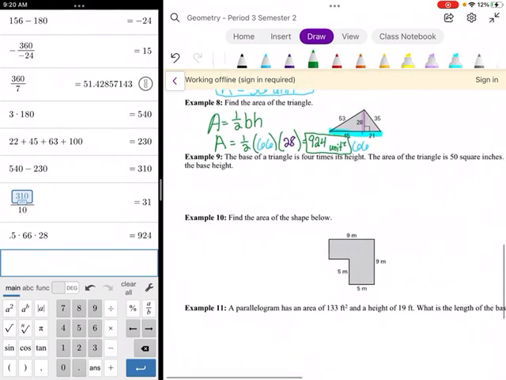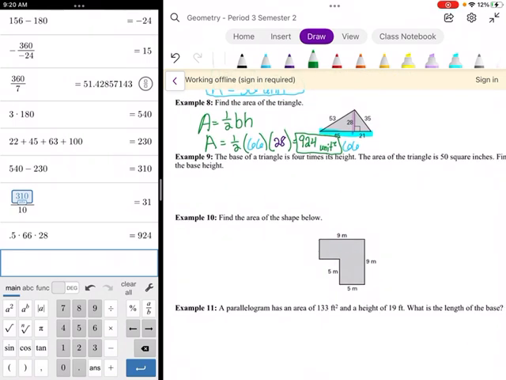Example 9, the base of a triangle is 4 times its height. So let's draw a triangle. The base, which is this length down here, is 4 times its height. So if we have our height here, the base is 4 times that length. So we're going to put 4h on the bottom.